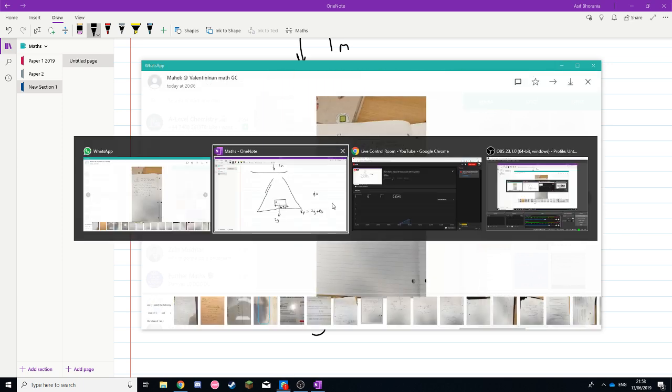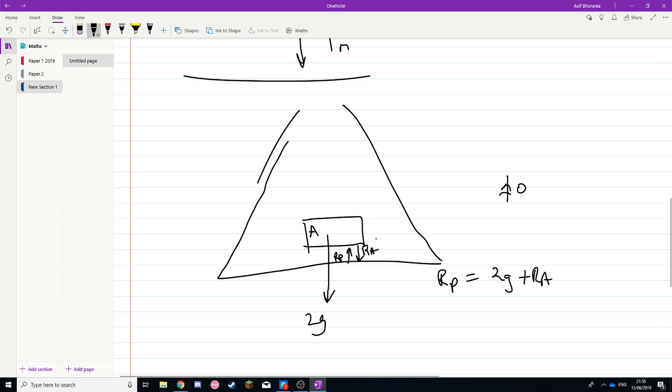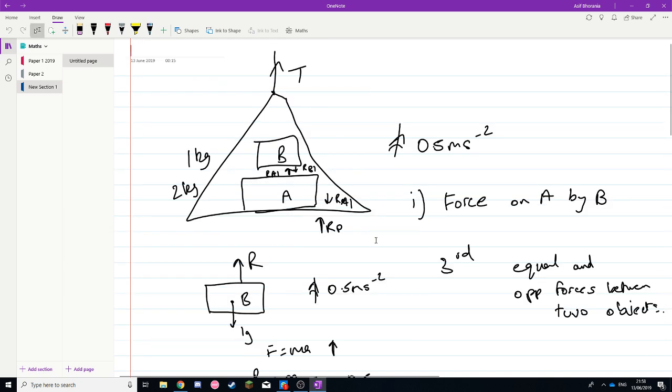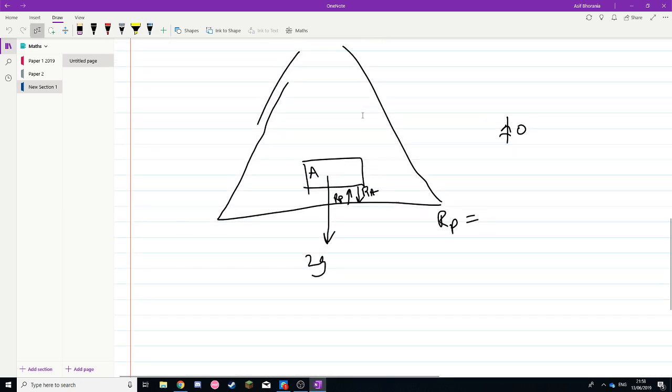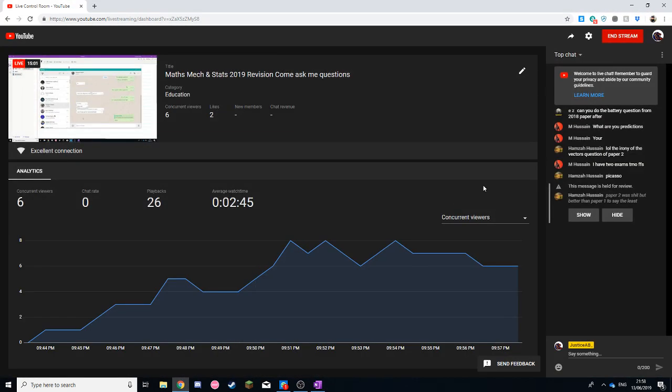Hmm, I guess so. Oops. Yeah, if I'm making a mistake or something, let me know. What's this? Can you do the battery question? Okay, I'll try. The irony of vectors question paper to have exams because what? Okay, cool.